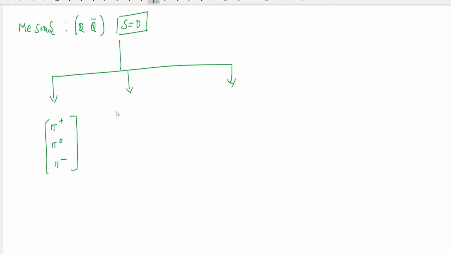Another category: K plus, K0, and K minus, K bar 0, and eta. The kaons, neutral pions, and etas. These are the mesons.